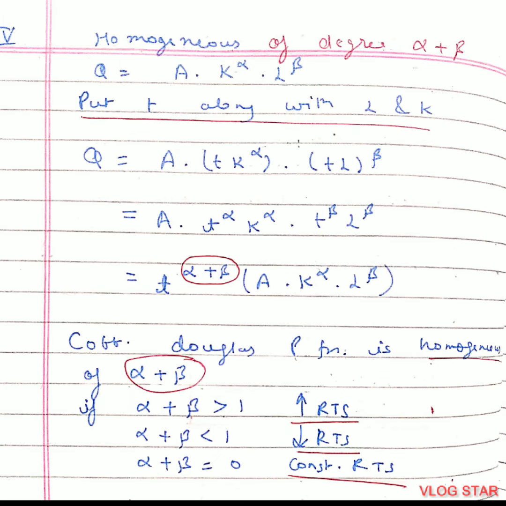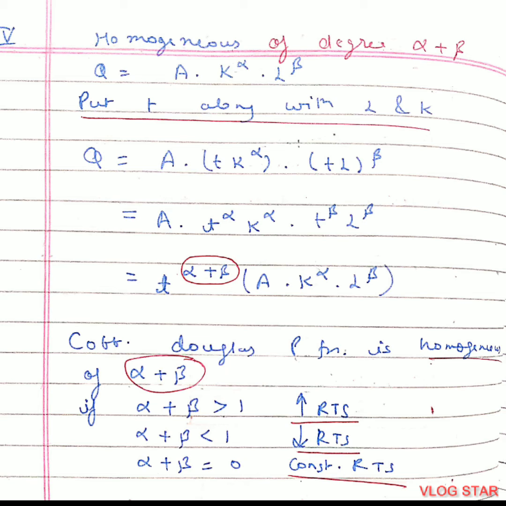Now see the fourth property, which says homogeneous of degree alpha plus beta. We are given the production function Q is equal to A K to the power alpha L to the power beta. So now we'll be putting T along with K and L. So it would be A T K to the power alpha multiplied by T L to the power beta. This can be further written as A multiplied by T to the power alpha multiplied by K to the power alpha multiplied by T to the power beta multiplied by L to the power beta.